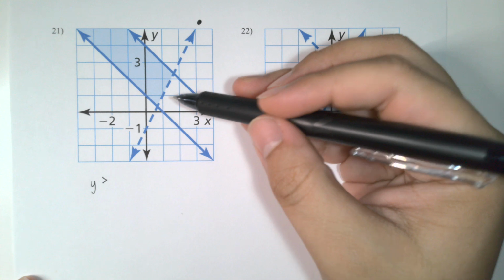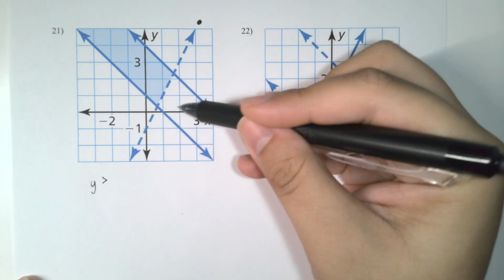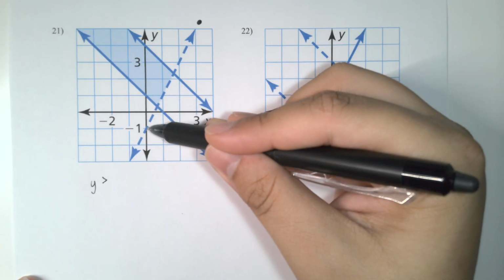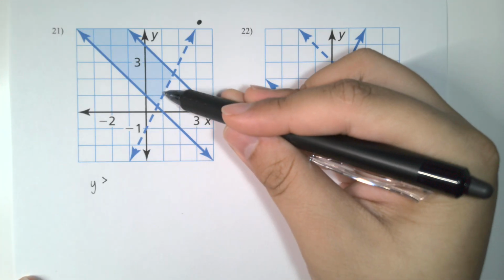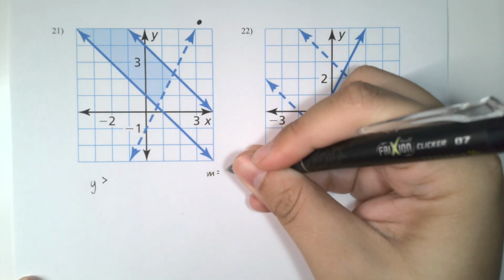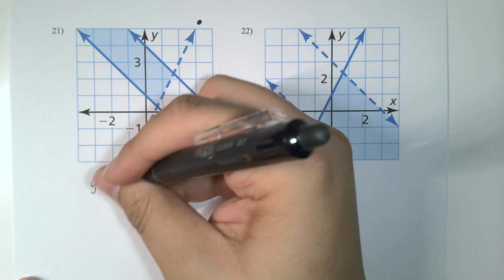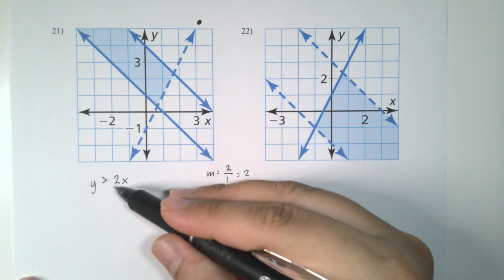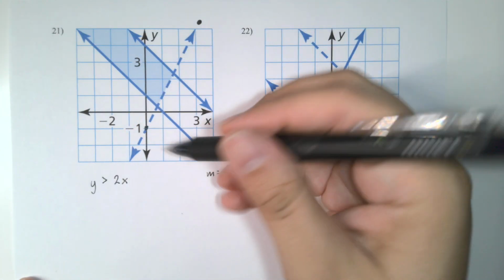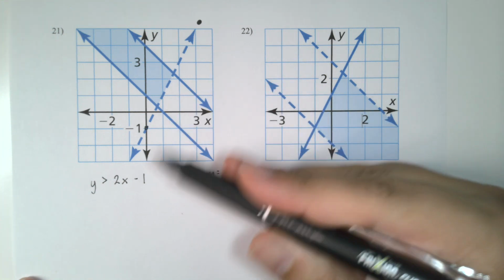and our slope. What is our slope? Okay, so just starting from really any lattice point, lattice points being where the grid lines intersect. If I start from here, I see that I go right 1 and then up 2, right 1, up 2. So our slope, we go up 2 and right 1, so our slope is just 2. So we have greater than 2x, and then our y-intercept is at -1. So we have 2x minus 1 for this first line.